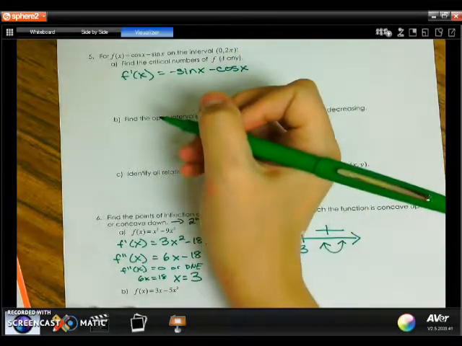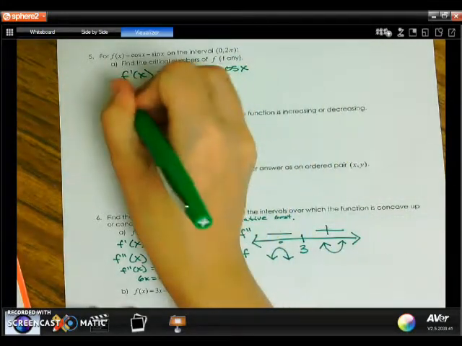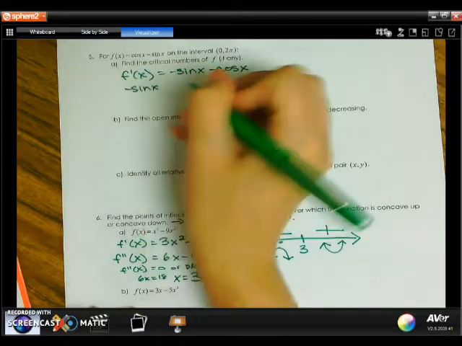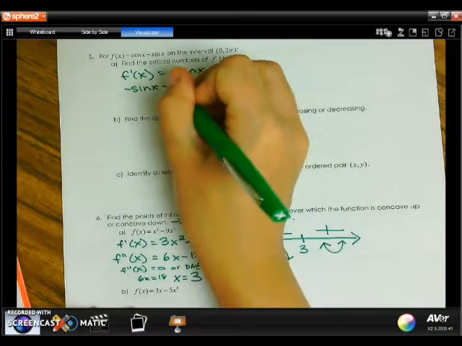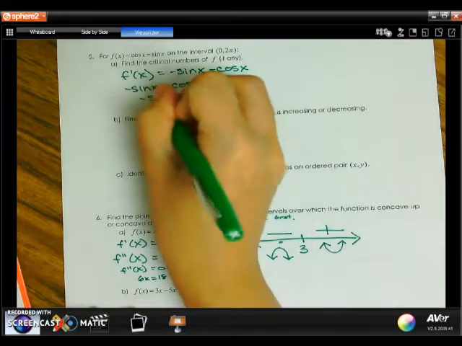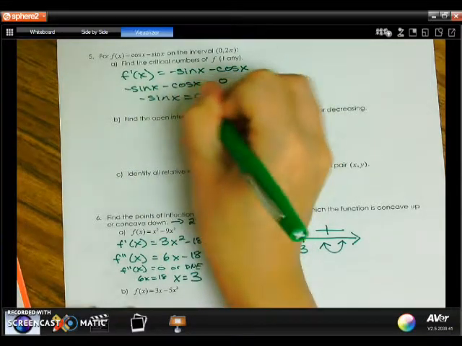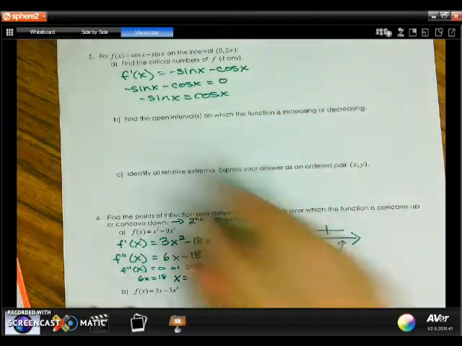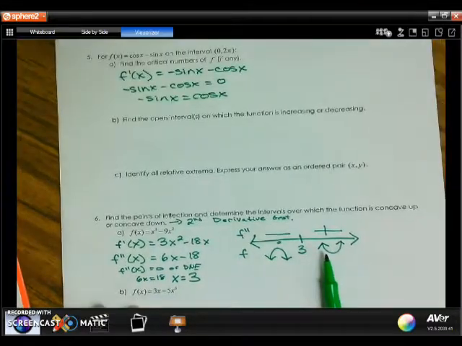So I take that and I set it equal to 0. And this is one where people get a little bit confused, because when they set it equal to 0, they're like, well, I can move one of them over, but where in the world does cosine equal negative sine, or where does negative sine equal cosine?